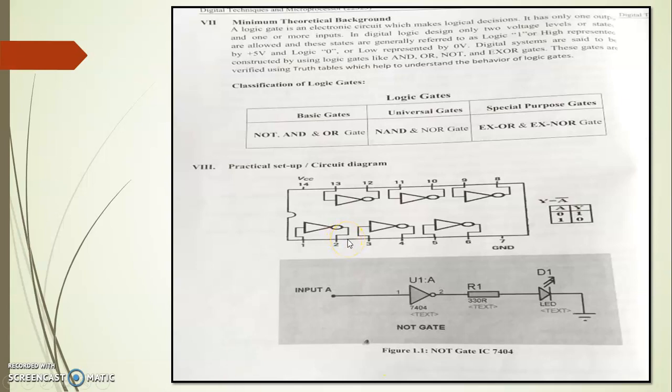Here is the NOT gate circuit diagram. You can see the input A, then the NOT gate, then a resistor and a diode, and then the output. This is for the practical setup, how you can set that.